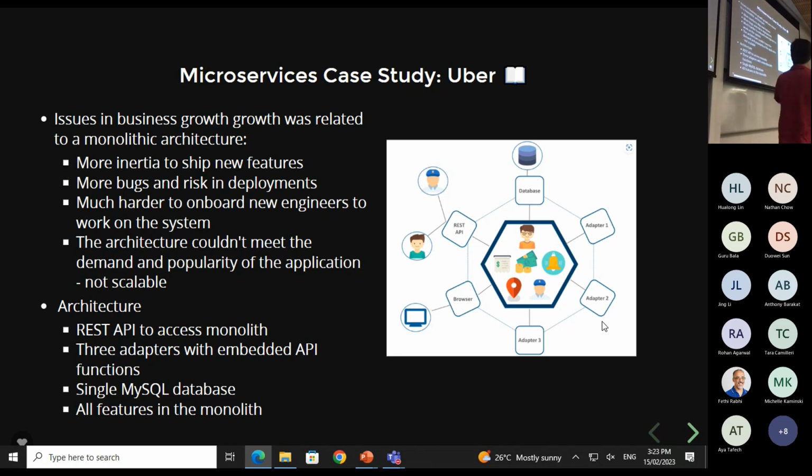Not scalable. So they just had a REST API, which is the same as what you built in your 1531 project. They had some adapters, they had a database like you would have done in 2021, but it was all contained within this monolith.